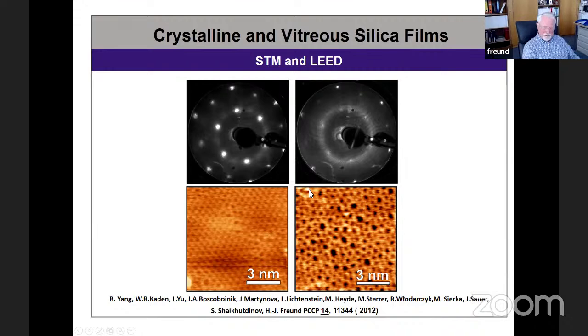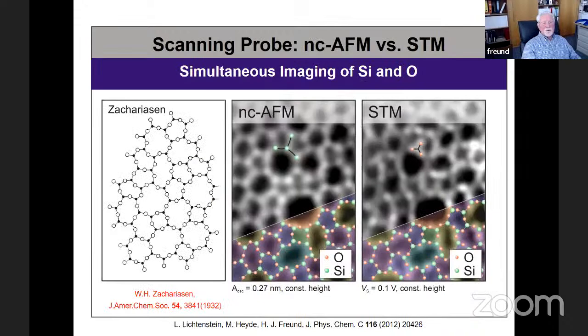And Markus Heide and co-workers in my group found out that if you use an SPM that they developed, which can not only do STM, but also non-contact AFM, because it uses a tuning fork with a tip that can be connected directly to a base, you can do STM and AFM on the same site. And you can see here exactly the same area scanned with STM and with AFM.